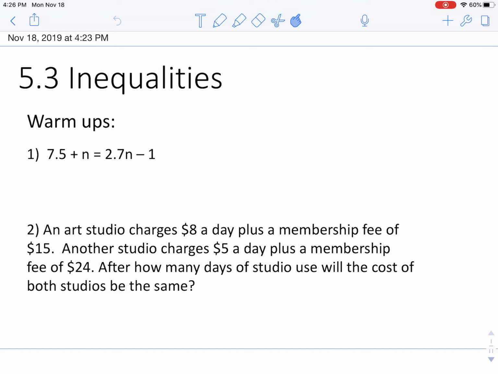Lesson 5.3 is all about inequality. So after today's lesson, you are going to know how to write and solve and graph inequalities. So you should pause this video and work on the warm-ups. Then when you're done, unpause and I'll walk you through them.